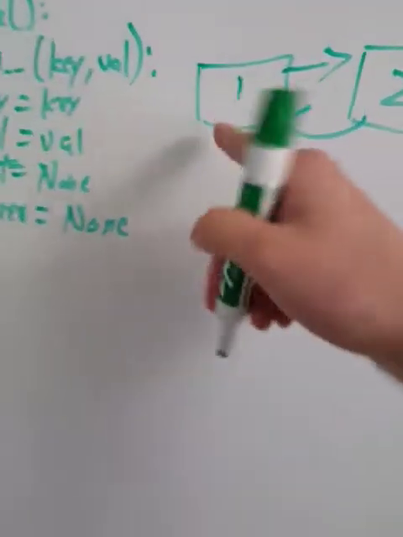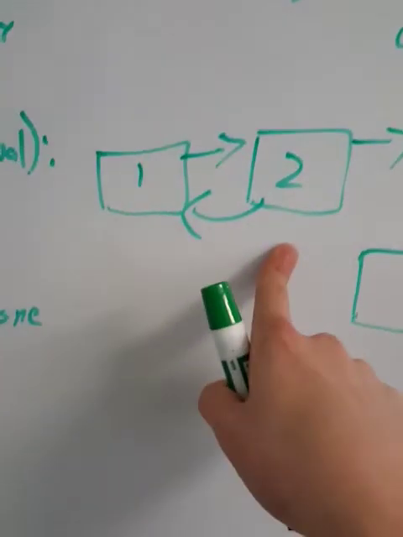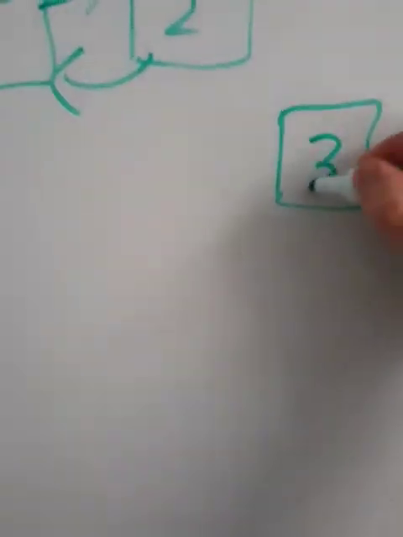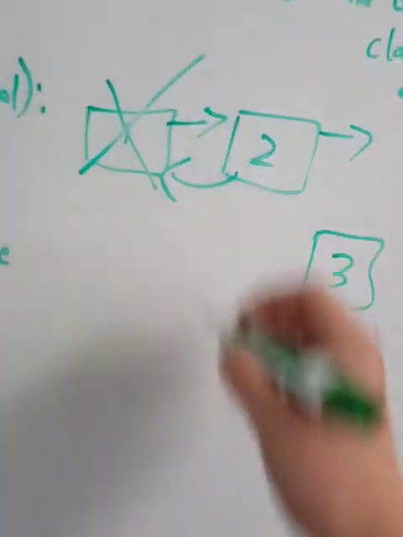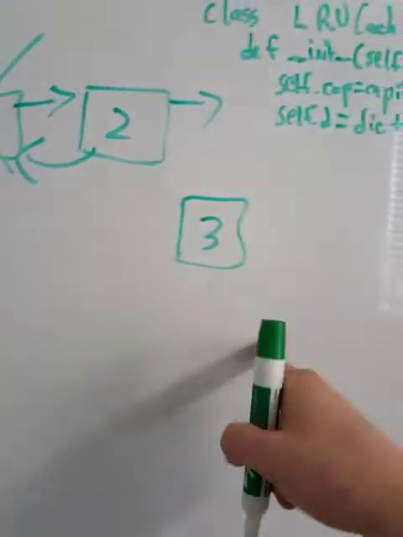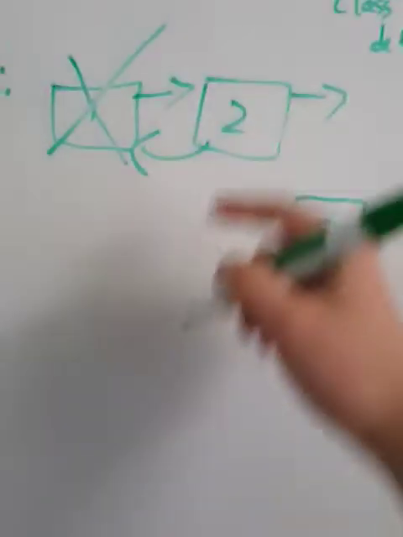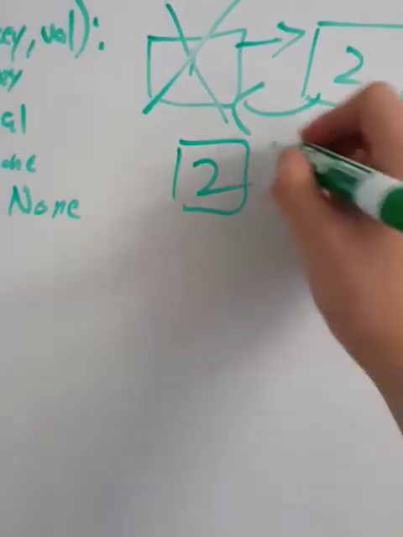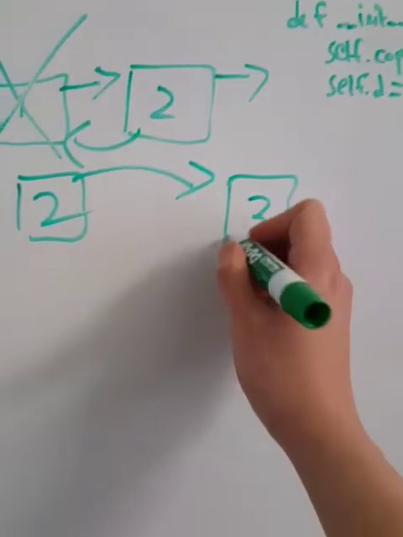So what do we need to do? Let's say we put 1 in first, and then 2, and then we're putting 3 in. 1 was the least recently used one, so we need to delete this and then update our LRU cache to have just 2 and 3. So this would look like 2, next pointer to 3, and 3's previous pointer back to 2, with these pointing to none.